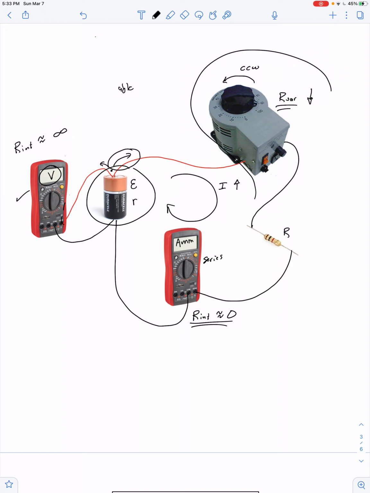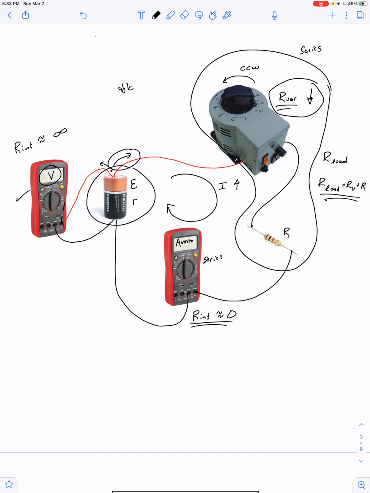If you want, we can say that the fixed resistor and the variable resistor, because they're in series, just have an effective overall load resistance that's just equal to the variable resistor plus the fixed resistor, right? So by decreasing the variable resistance, we're decreasing the load resistance, which increases the current in this loop, but the battery itself is part of that loop. So we're increasing the very current that flows through the internal resistance of the battery. All right.